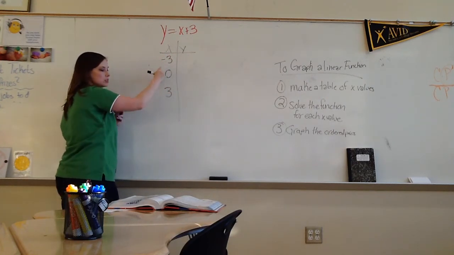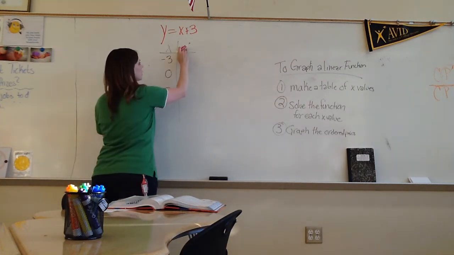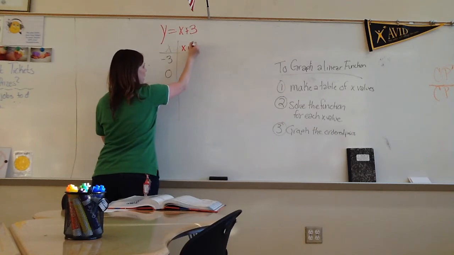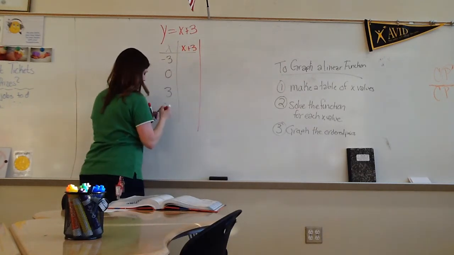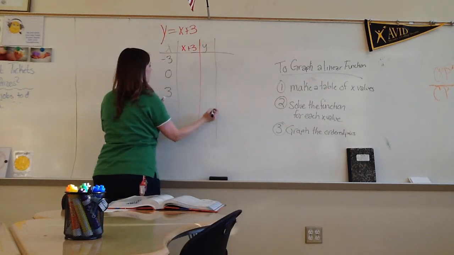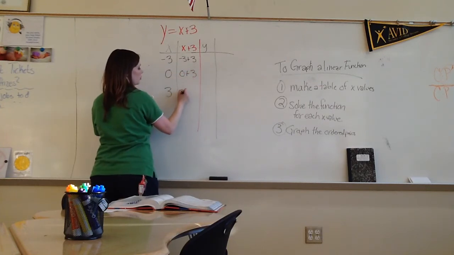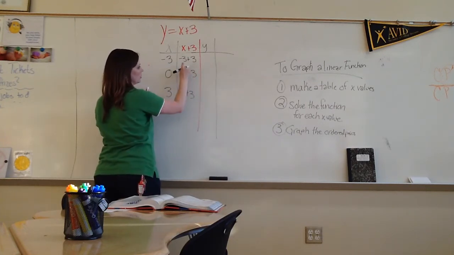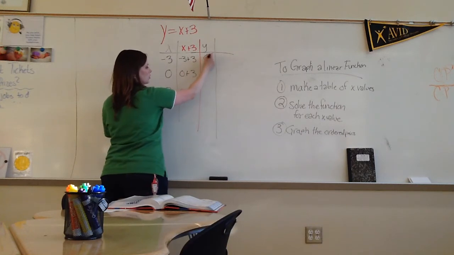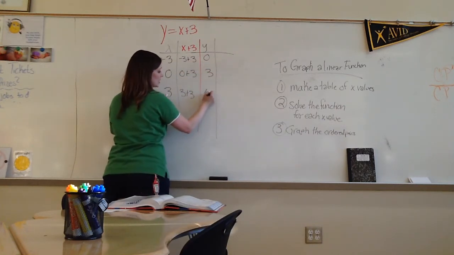Always put your negatives at the top and your positives at the bottom. So now I'm going to solve. And actually here in the middle I'm going to put my math. And then I'll put my y's over here. Okay? So I have -3 plus 3, 0 plus 3, 3 plus 3. Now you solve. -3 plus 3 is 0. 0 plus 3 is 3. 3 plus 3 is 6.